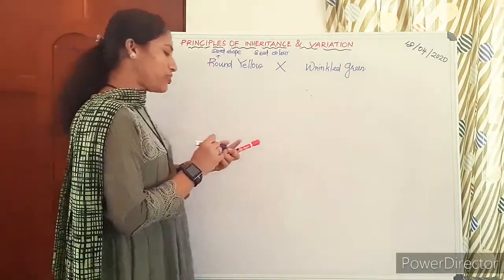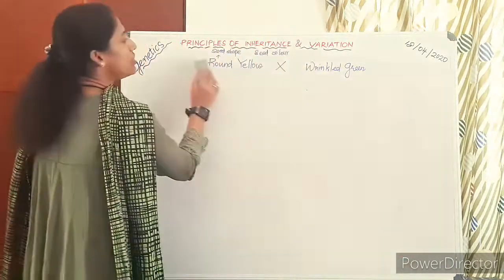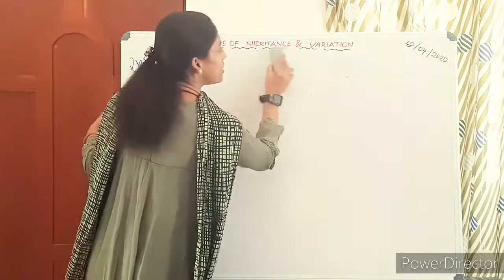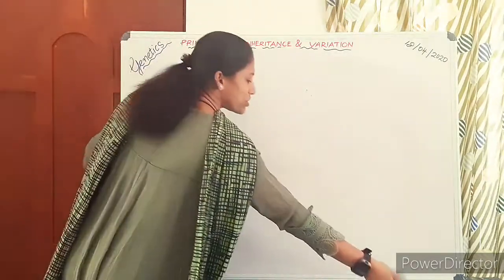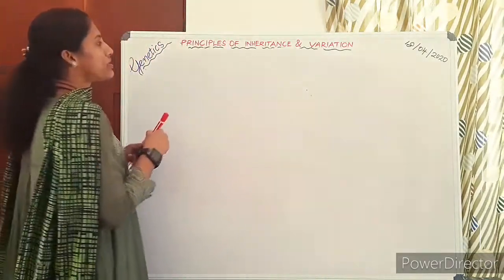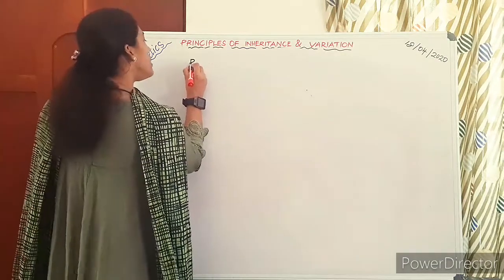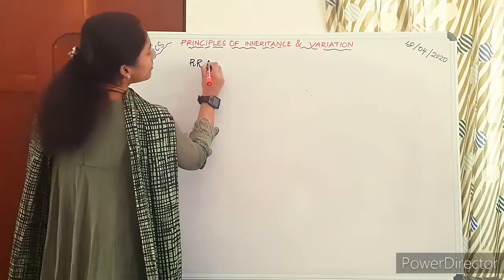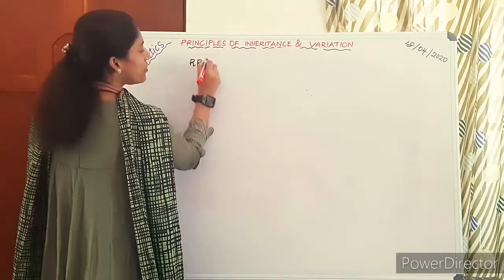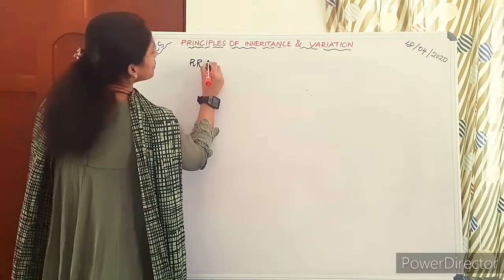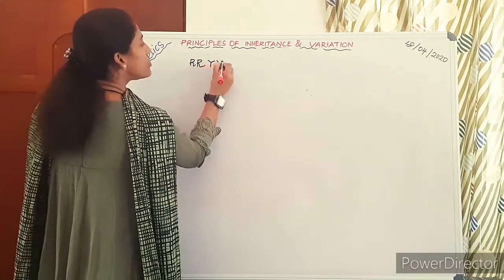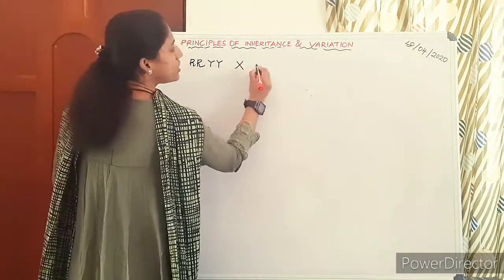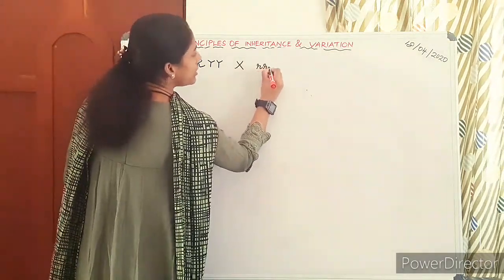Okay, then let us move to this cross. The seed shape and seed color inheritance, the dihybrid cross by Mendel. And he has used a symbol for seed shape round, and for seed color he has used for dominant capital R, and for seed color yellow is dominant, so he has used capital Y here, and crossed it with recessive wrinkled green.